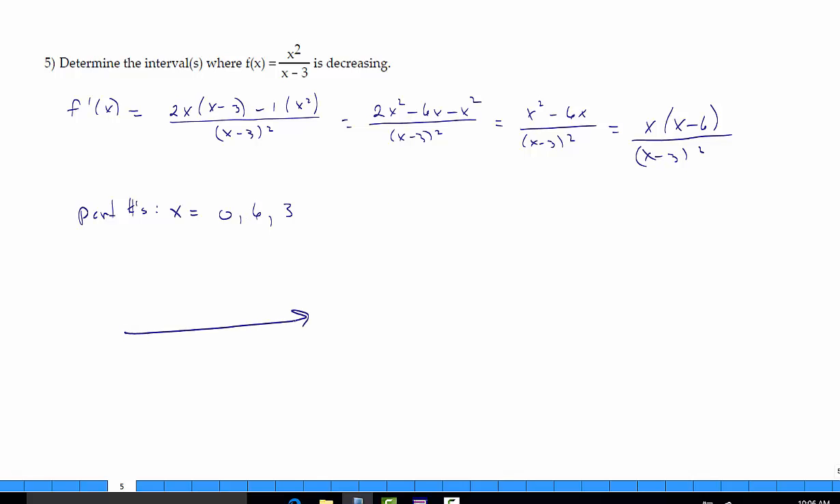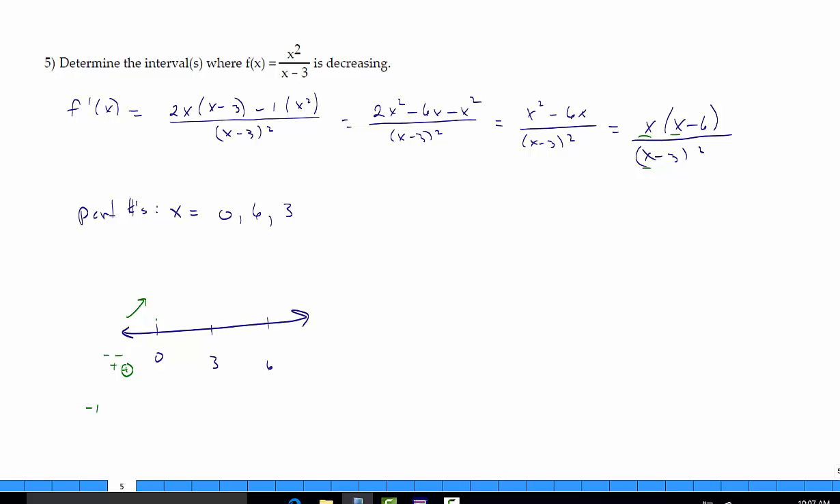Okay, so here's my real number line, and I'm going to have 0, 3, and 6 on here. So going with my test points, something between -infinity and 0, I'm going to go with -1. And again, I am plugging it in over here for all my x's. So -1 in the numerator, and then -1 minus 6 is a negative. And then when I plug it in the denominator and I square it, it's positive. So I get negative, negative, positive, which will be positive. And therefore, I'm increasing on this interval.